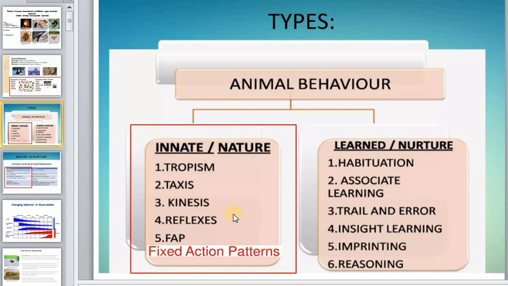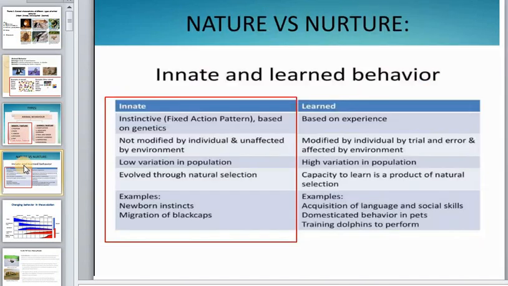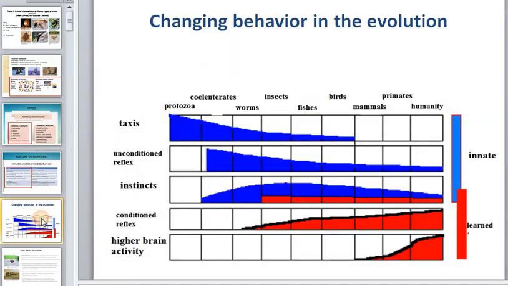So let's start with the innate form of behavior. What is this? It is an intensive, fixed action pattern based on genetics, not modified by the individual, just by the environment, with low variation in the population, evolved through natural selection. Examples, you know, are instincts. In the next class we will talk about learned behavior, and it's not for today. And for today, the next slide.